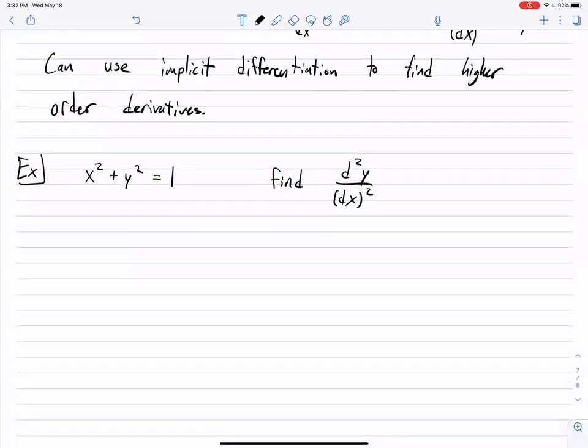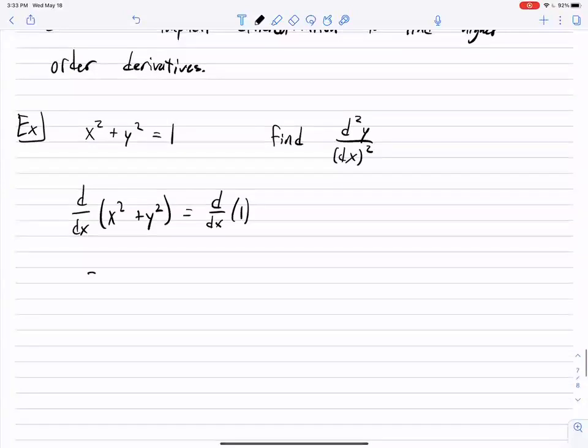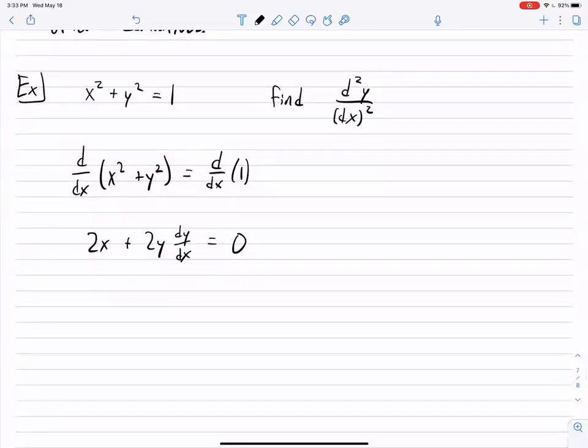And so what do I do? I can take the derivative with respect to x on both sides. That should seem very familiar because that's always our first step, to take the derivative of both sides. And then I get 2x plus 2y dy dx equals 0. And now I can solve for dy dx. And what do I get? dy dx is equal to negative x over y, right? Because the 2's will cancel. So negative x over y.